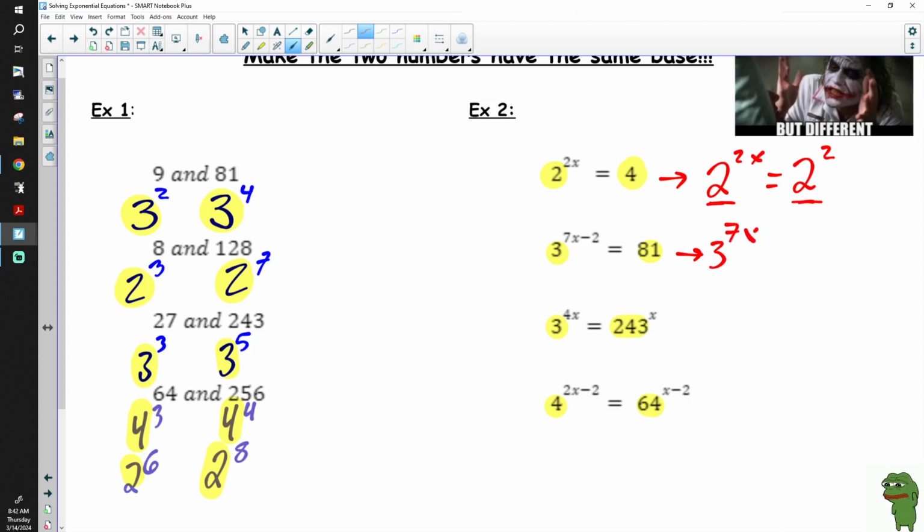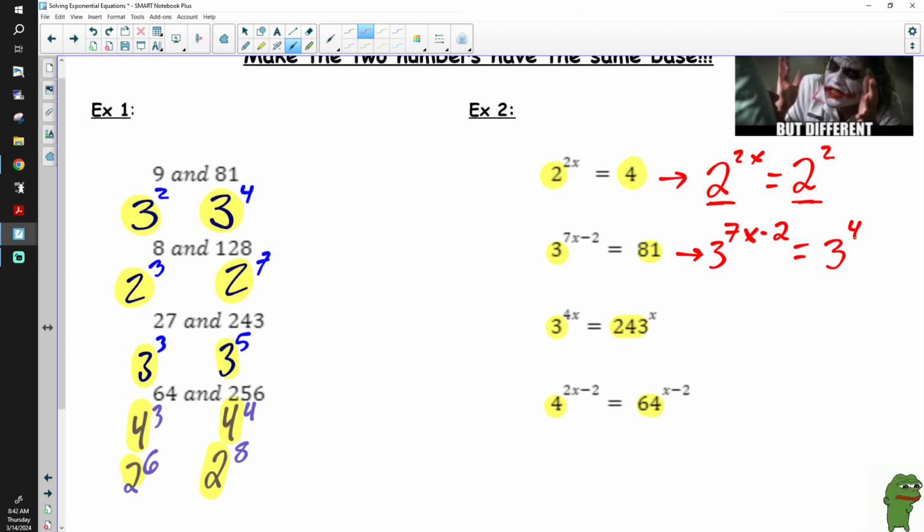So something you should be looking for is which one do I change, which one do I not change, do I need to change both? Left side I don't need to change. 3 can't be rewritten, but 81 can be rewritten as 3 to the 4th power. And look at that. Left base, right base, same. This is now solvable.